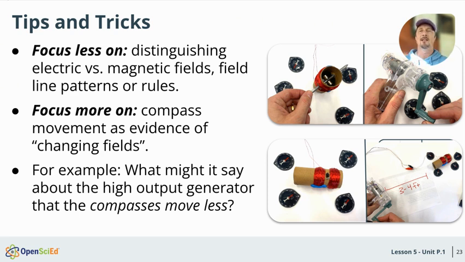There's actually a lot of depth here. For example, the energy that makes the compasses move is energy that is not going to the wires. So it makes sense that the high output generator that you see on the right here barely makes the compasses wiggle at all, because so much of that energy is going to the wires instead. Try to encourage your students to think about this wiggling compass evidence with some real depth, and it'll pay off.